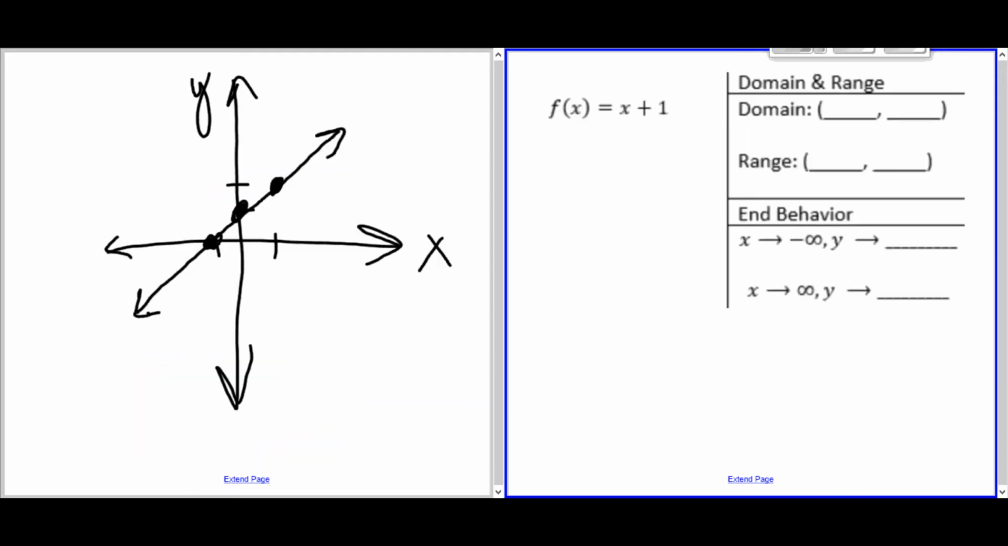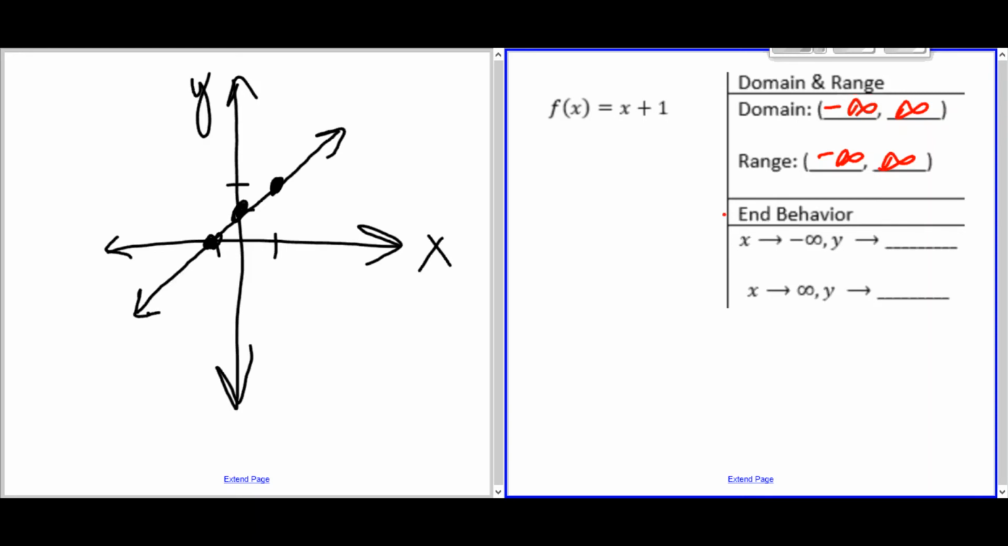So let's look at domain and range. Notice I could put any value in along the x-axis. There's no restriction on the x-axis. So the domain will be negative infinity to infinity. The range, in a similar manner, just like when we studied it that first day, is all real numbers. There's no restrictions on what I could get out on the y-axis. So it'll be negative infinity to infinity.